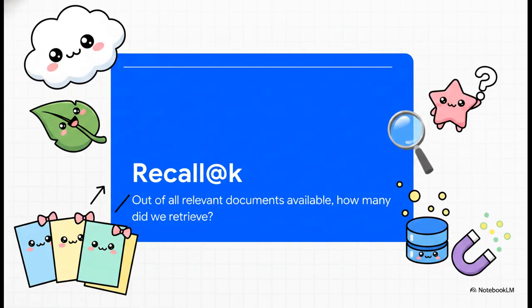Then you've got recall at K. This kind of answers the opposite question. Out of all the potentially good documents in your entire database, how many did you actually manage to surface in your top results? High recall means you're not leaving any of those important gems behind.